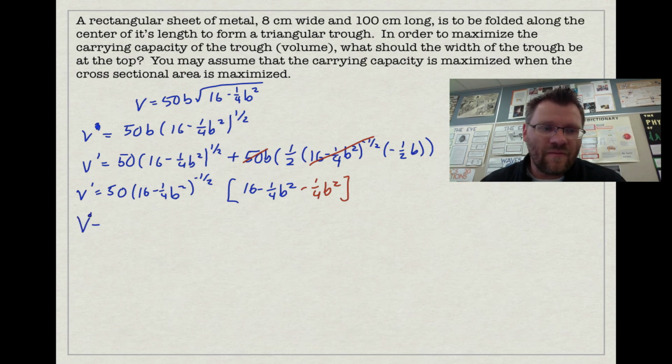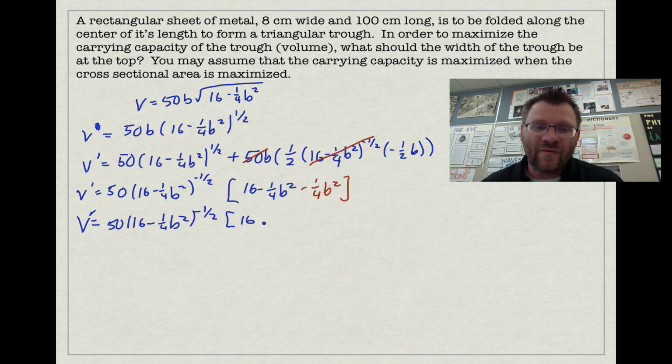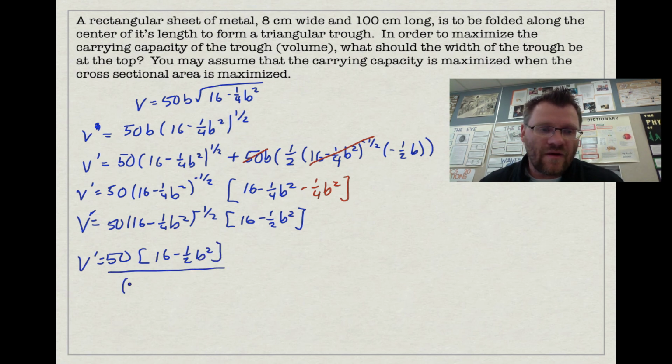So V prime is equal to 50 times 16 minus a quarter B squared to the negative half, all multiplied by 16. So if I had a negative quarter B squared, I took away another negative quarter B squared. That's a negative half B squared. And that means V prime is equal to 50. I'm going to move this thing with the negative exponent down to the bottom. So I still have 16 minus a half B squared here, and now I have 16 minus a quarter B squared to the power of a half on the bottom.